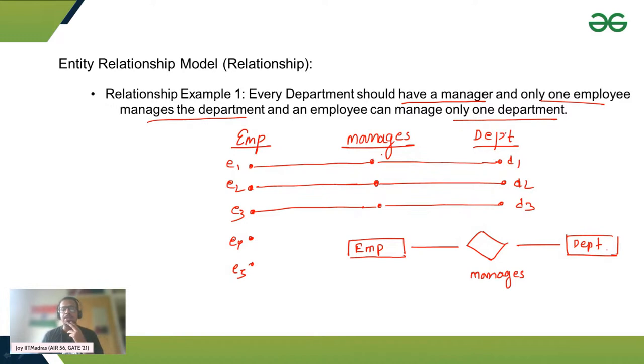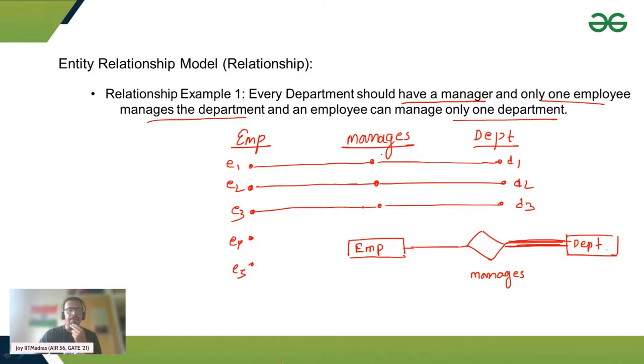The totally participating one, in this case, is the department. Every department should be managed by one employee, or in other words, by a manager. So department is totally participating. In the previous slide, I told you that total participation is represented using a double dash, right? But for employee, we are seeing that there are certain employees who are not taking part in the relationship. So the employee will be partial participation, not total participation. Partial participation is represented by a single dashed line.